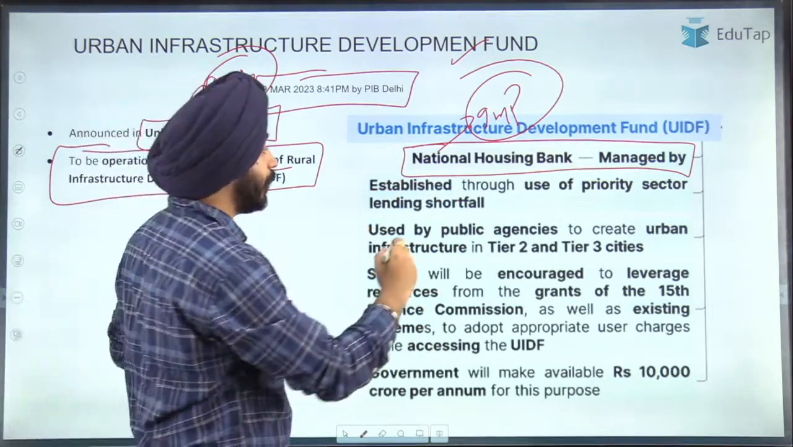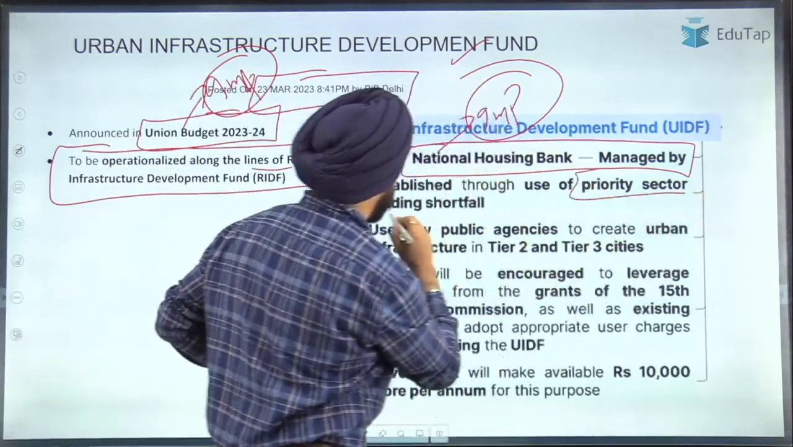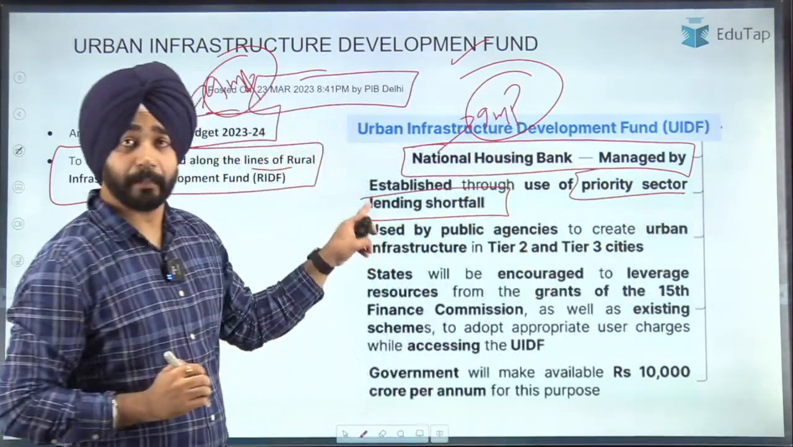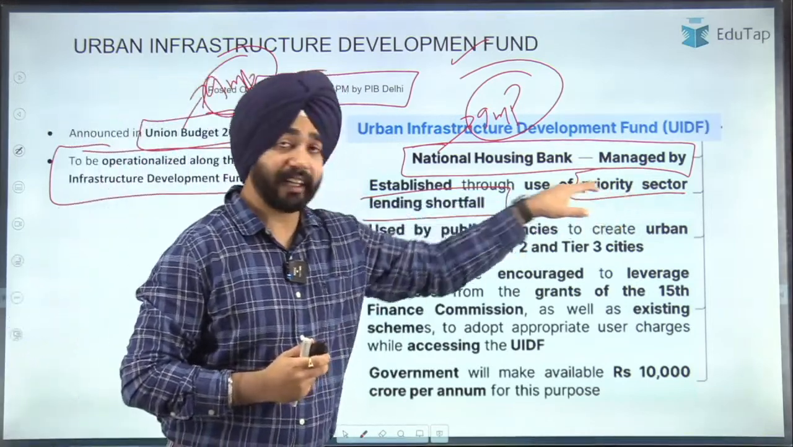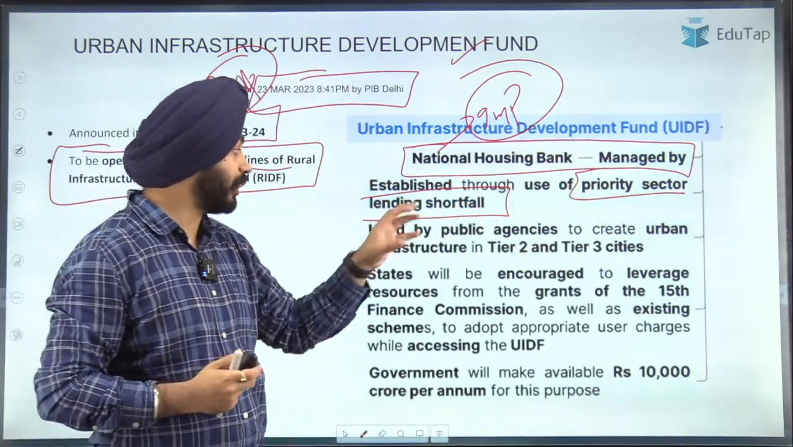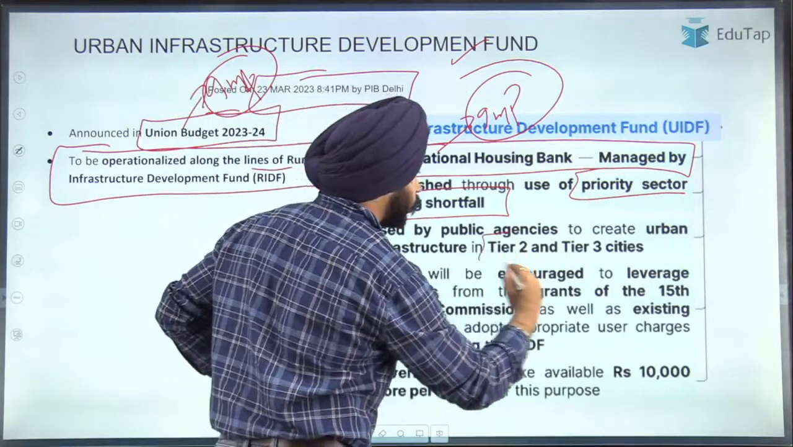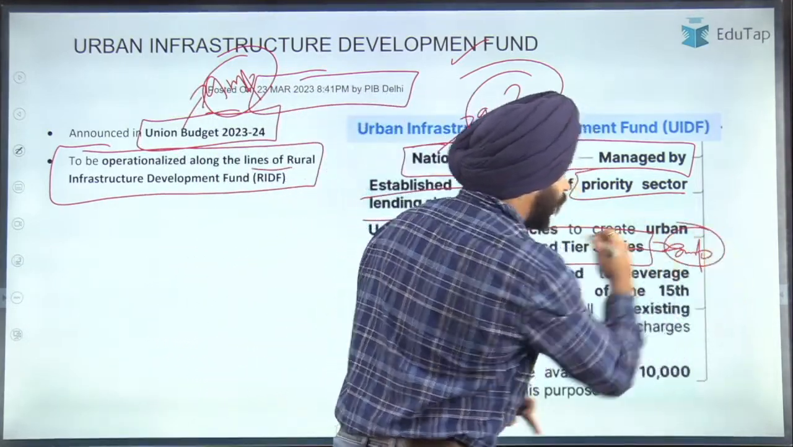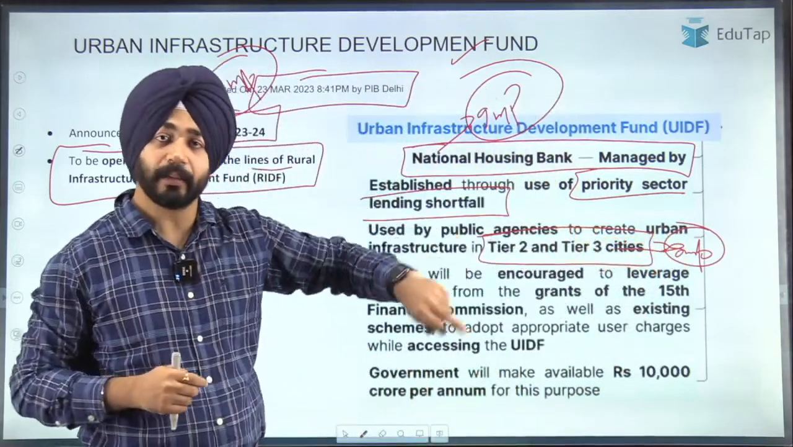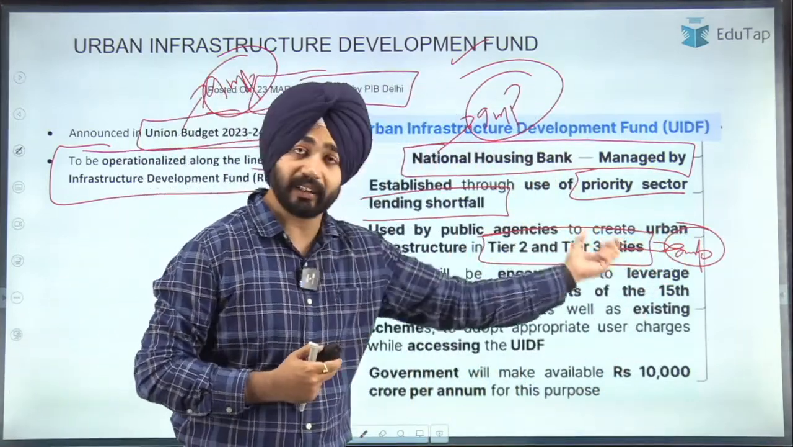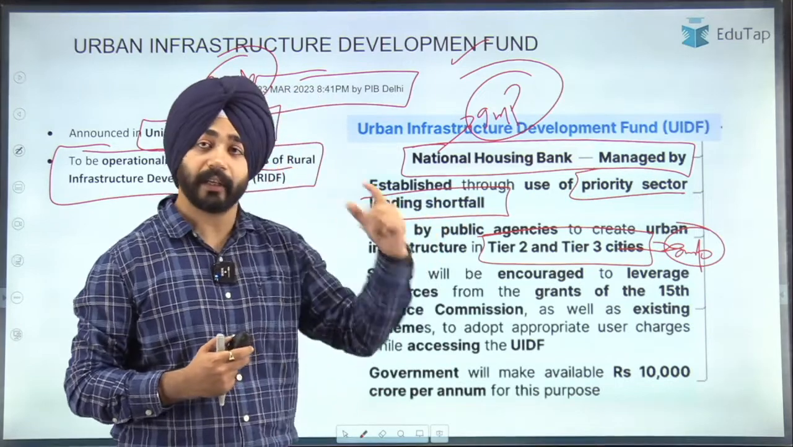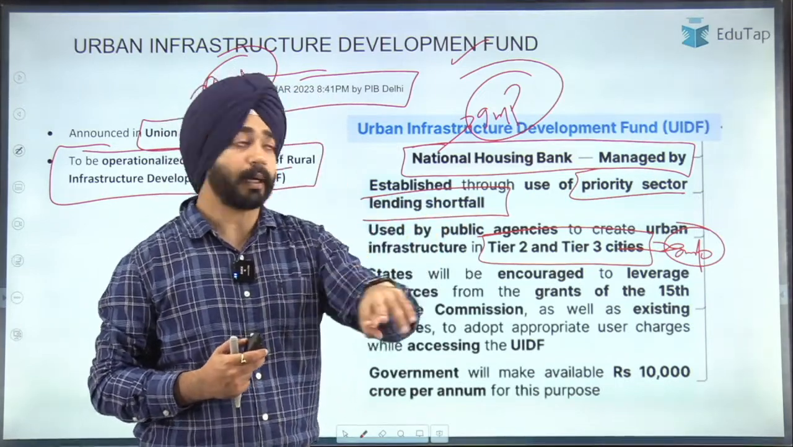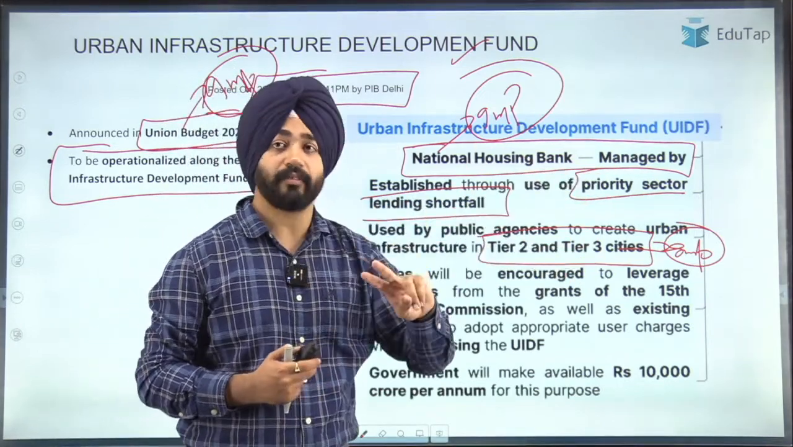The second point here is that it will be funded through priority sector lending shortfall. This is how it will be funded, and it will be implemented in tier 2 and tier 3 cities. So this is again important. It will be implemented in urban cities, but under the tier 2 and tier 3 cities, this Urban Infrastructure Fund will be created. That is the important part to be remembered, because here an examiner might be playing with us.